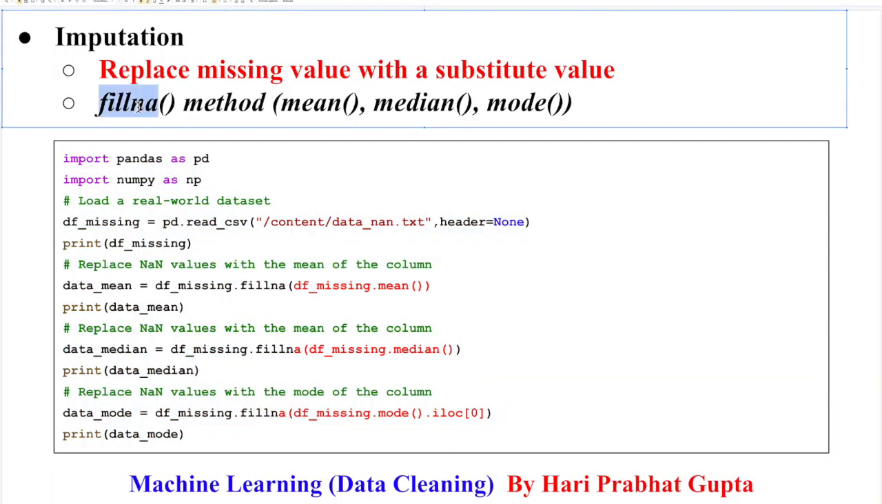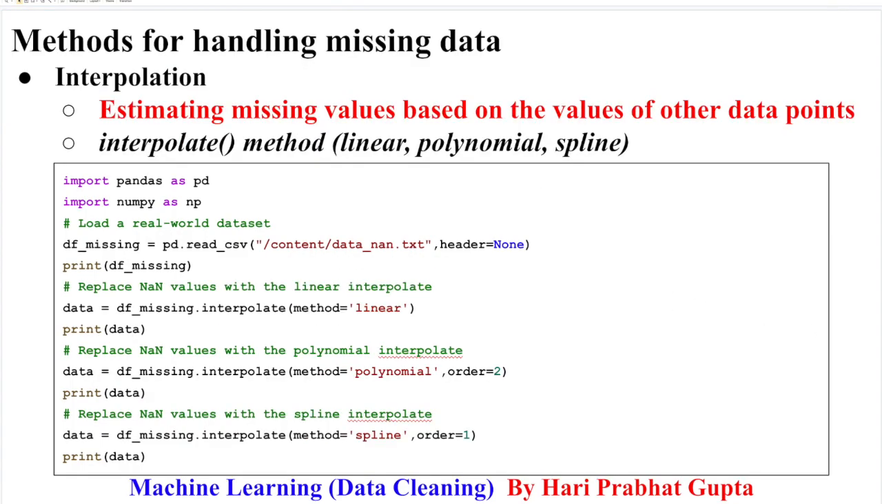So you can fill the null values with the help of mean, median and the mode. Now another way is the interpolation method. It estimates missing values based on the values of the other data points. Earlier, what we have done, we did column-wise. Here, they create some correlation, either linear correlation, polynomial correlation, or spline correlation, calculate the value with the help of the correlation, and fill those values.